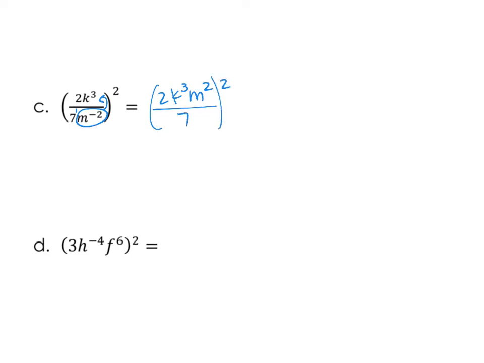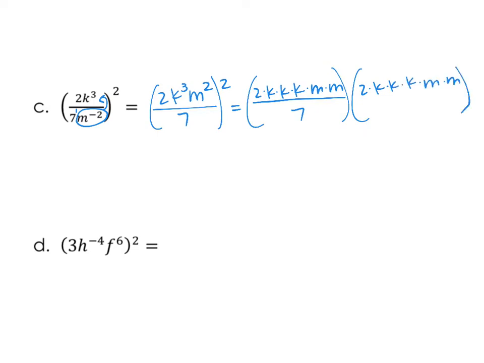And that whole thing is squared, so times itself 2 times. So let's write this all out. We have a 2 with 3 k's and 2 m's divided by 7, and that set of parentheses is happening 2 times because it is squared.